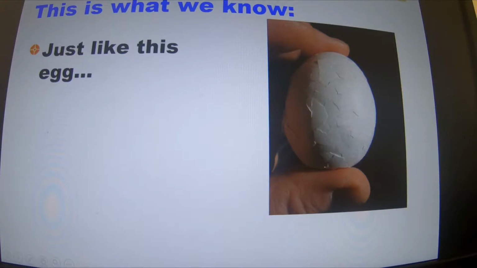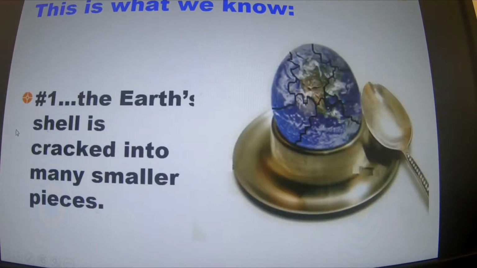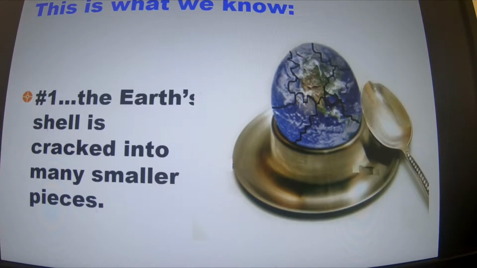Now, this is what we already know about our planet. Just like this egg, which if you cannot see, it's cracked unbelievably, the Earth's shell or crust is cracked into many small pieces.